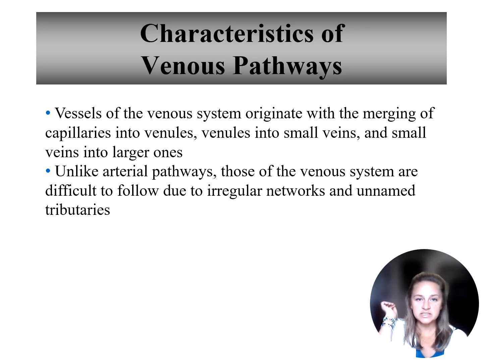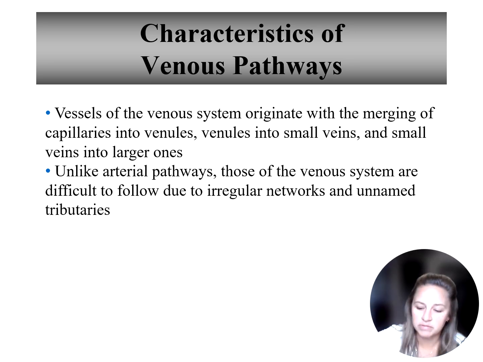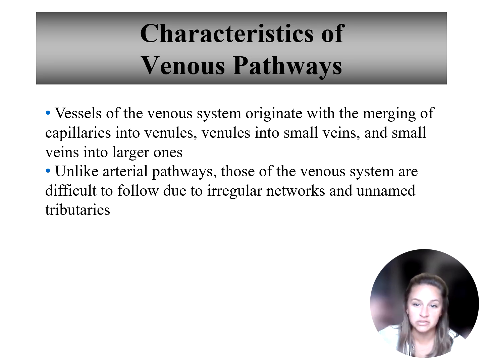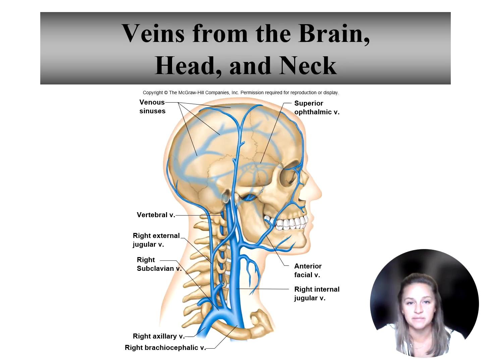Okay, so let's look at some of the differences between venous pathways and arterial pathways. So the vessels in the venous system originate from the capillaries into venules and then into small veins and then into larger veins. Unlike the arterial pathways, which are very defined, the venous systems are a little more difficult to follow, and they can have some irregular networks and unnamed tributaries. So tributaries, this is a term that you probably learned in geography, where rivers and bays and different bodies of water come and mix together. So same idea here.